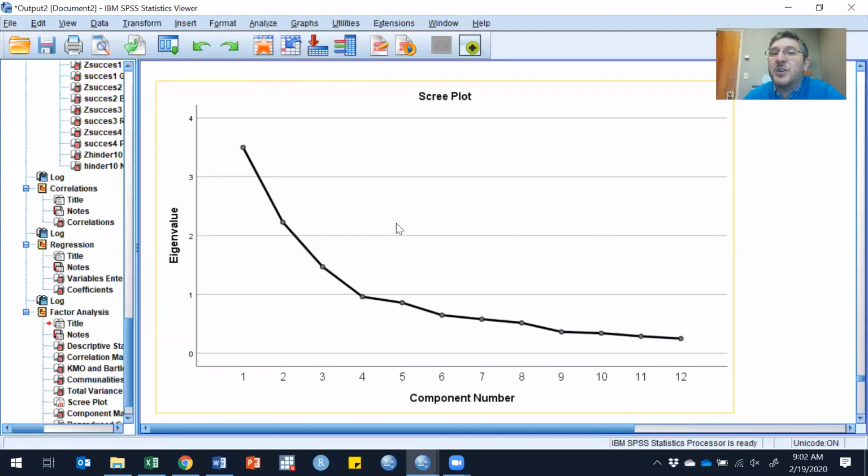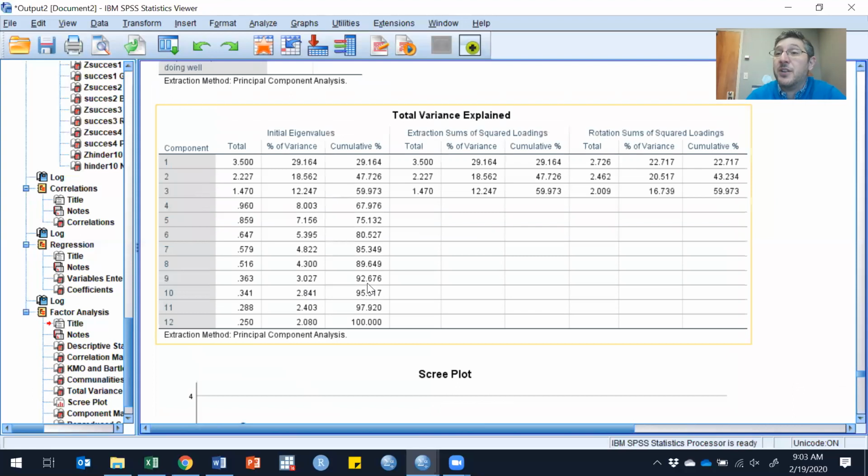The scree plot graphs the eigenvalue on the y-axis and each component on the x-axis, and you look for the bend in the curve. Where does it start to flatten off? It really starts to flatten off about the 4th component. So this would say you'd extract either 3 or 4 components. There's another thing called a parallel analysis that we're not going to get into because SPSS doesn't offer it by default.